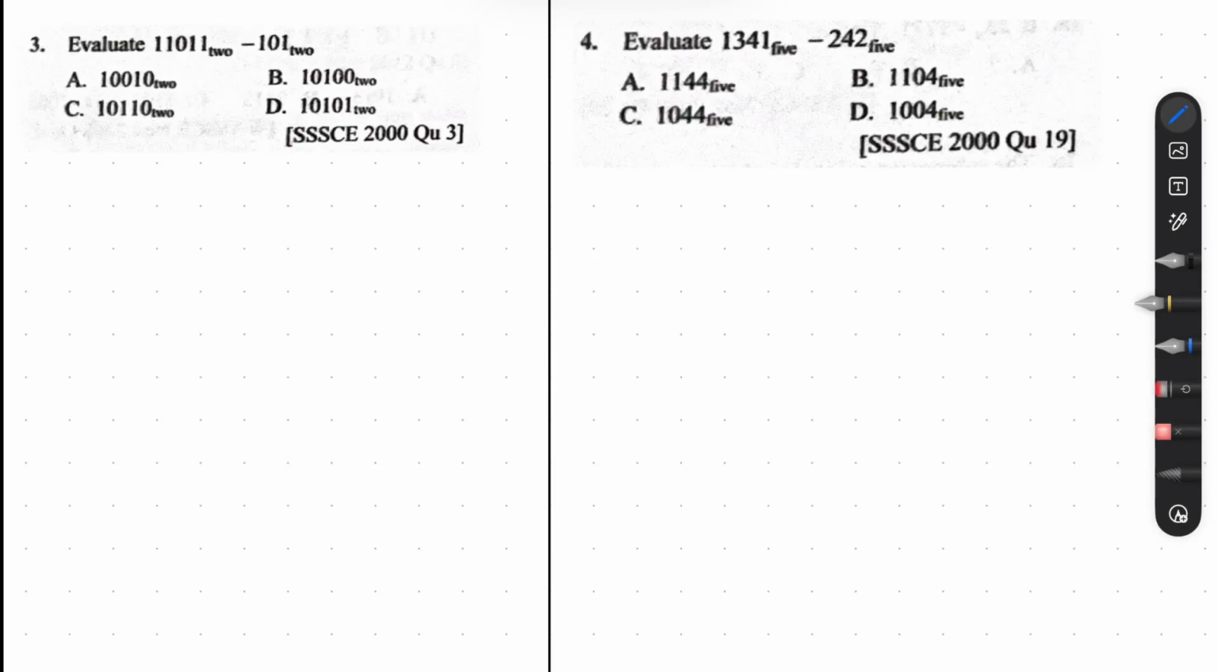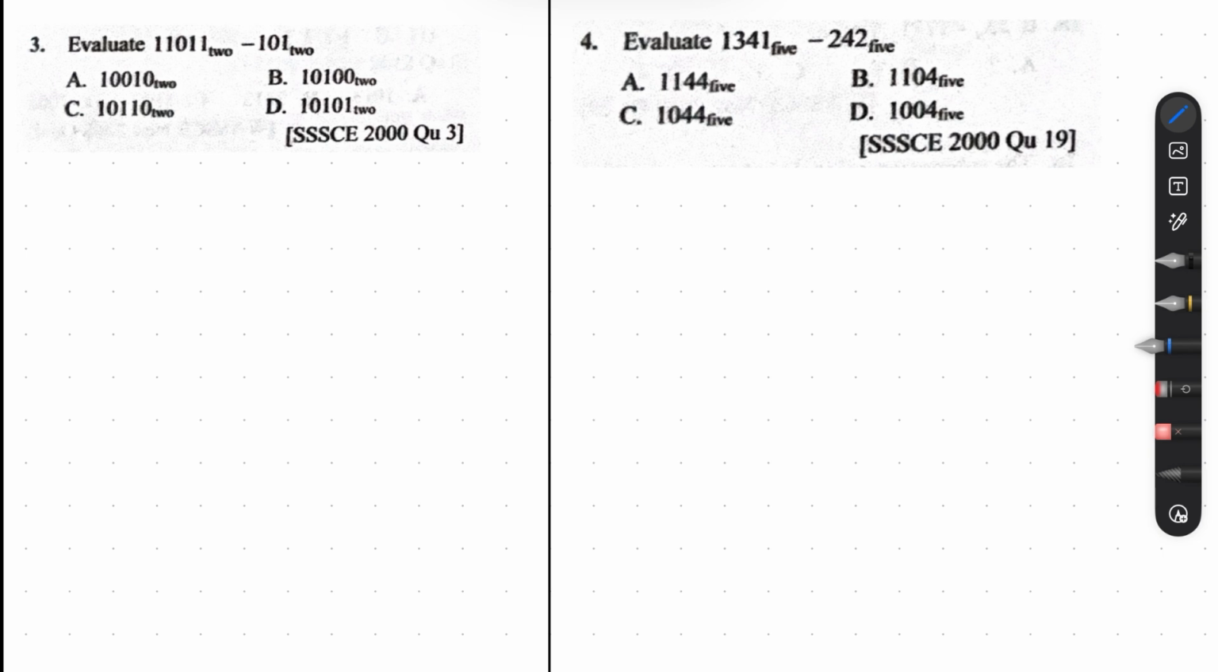So here we are starting from question number 3. Okay, so it says evaluate 11011 base 2 minus 101 base 2. So we are subtracting. Since both are in the same base, that simplifies our work. We just do normal subtraction, right?